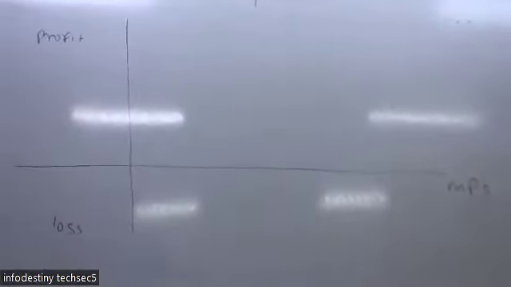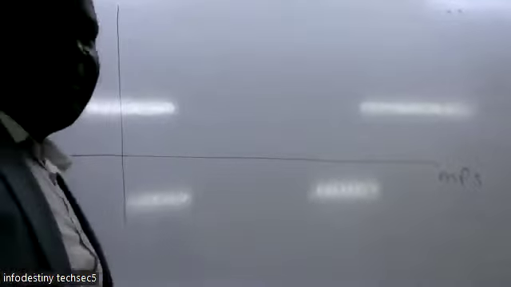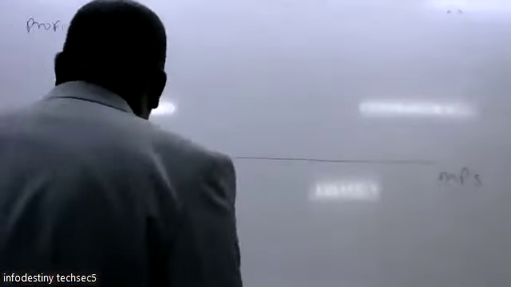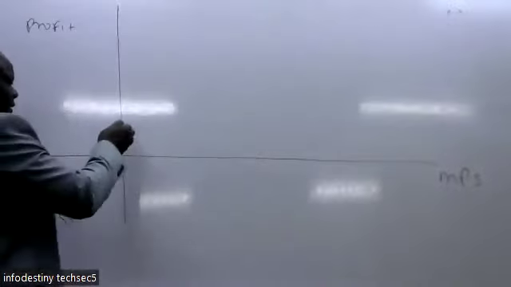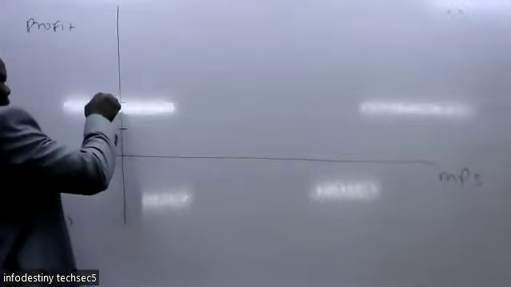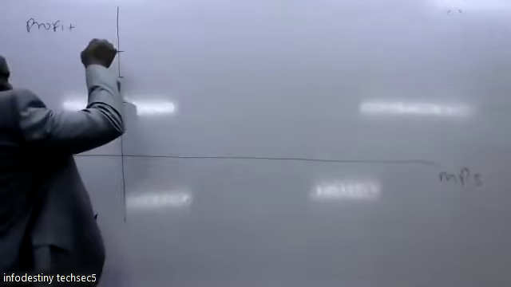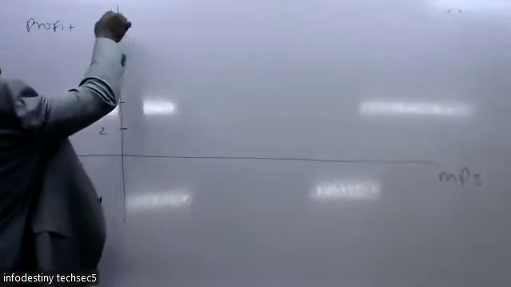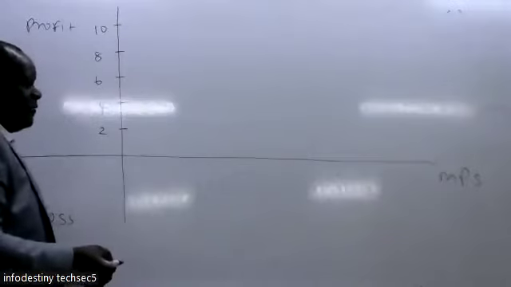So how much is the highest profit from what we have just calculated? The highest profit is 9. So this first one will be 0. So I can create a scale. So I can have 2, 4, 6, 8, and 10. Then the highest loss is how much?